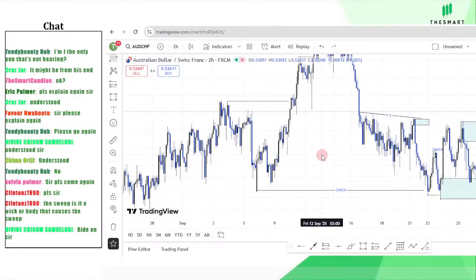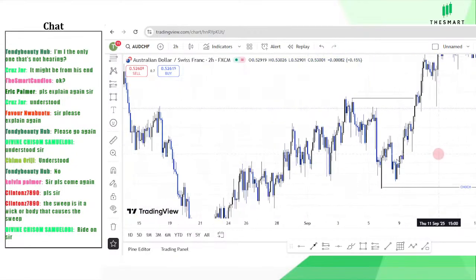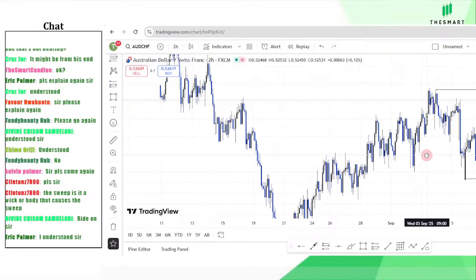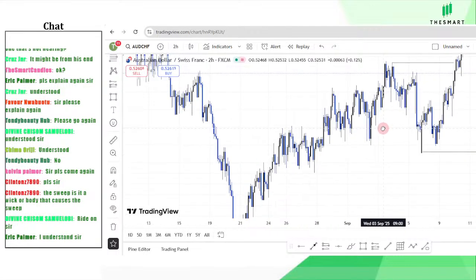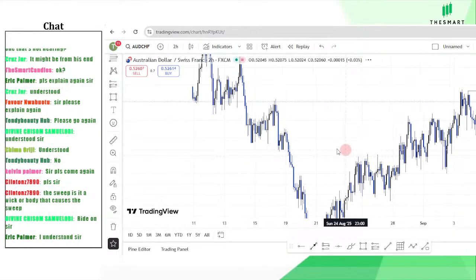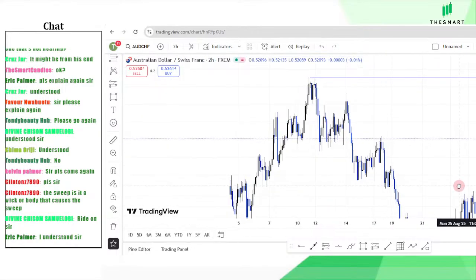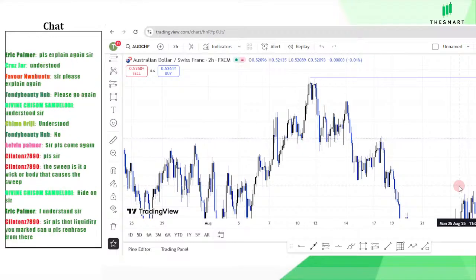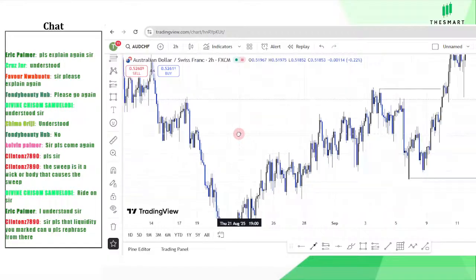Okay, all right. We understand. All right, so I have to look for another example, something we can use on a smaller time frame. All right, sir, please, that liquidity you marked, can you please rephrase from there?